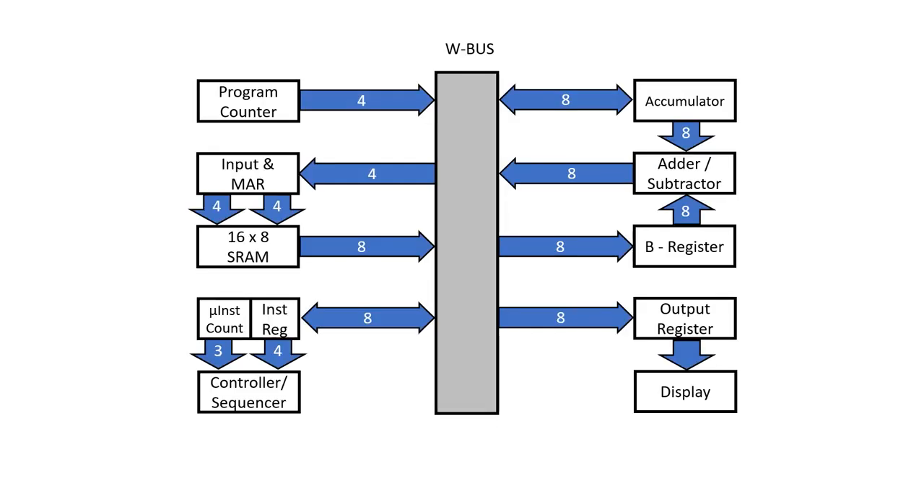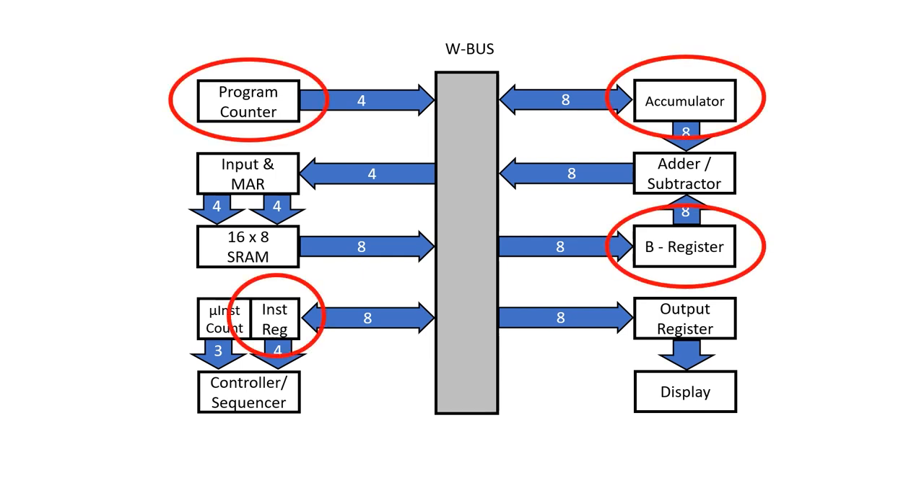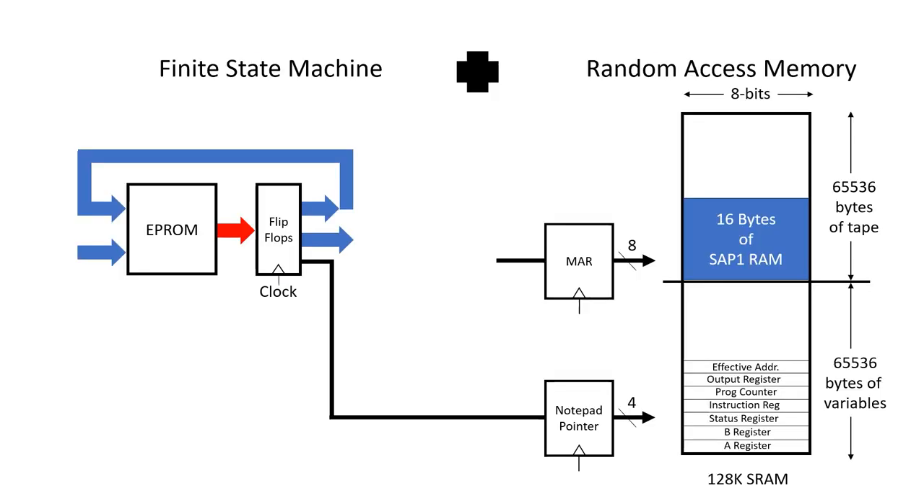Originally, I crossed out some hardware on Ben's SAP-1, such as the program counter, accumulator, and B register, but we actually need to store these as variables on our notepad. Here I've drawn the A register at location 0, B at 1, status register at 2, and so forth. This variable assignment was somewhat arbitrary.